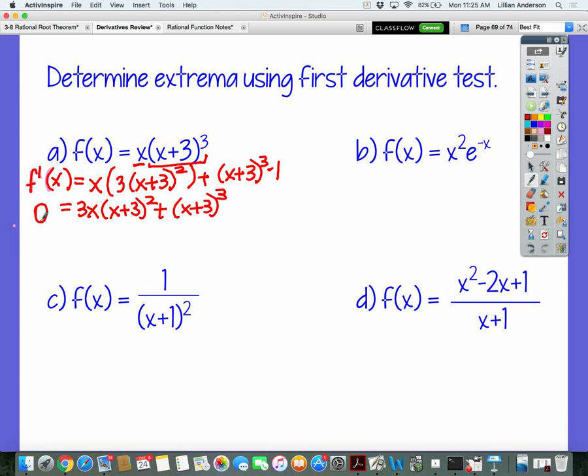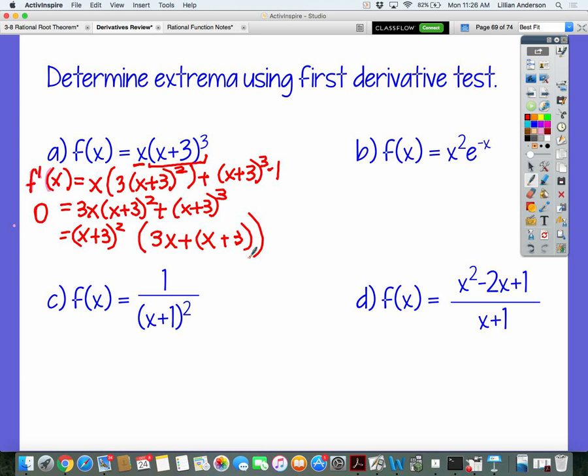The first one I saw is 0. Not 0, I repeat that one. Negative 3. Because if you get the inside to 0, what do you do if you set it to 0? You can get x plus 3 to the third. Can you take out the x plus 3 squared? Both of these terms have an x plus 3 squared in common, which leaves you with a 3x plus an x plus 3.